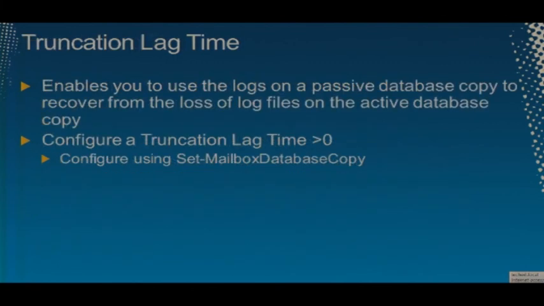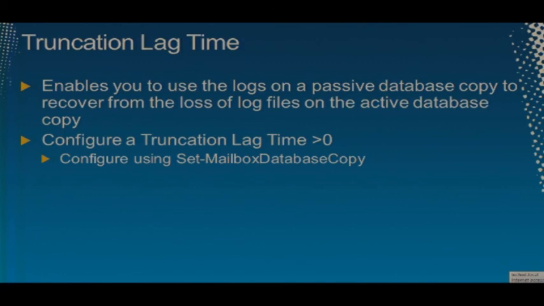Now, we also have this other lag setting. This is called truncation lag time. So whereas the replay lag delays the replaying of the log files on the passive copy, truncation lag time delays the truncation of replayed log files on a passive copy based on whatever setting you set it to, again, up to a maximum of 14 days. So you can kind of see how the replay lag time comes in because it gives you that point-in-time backup.